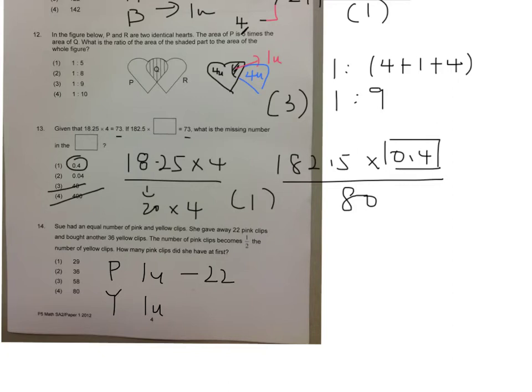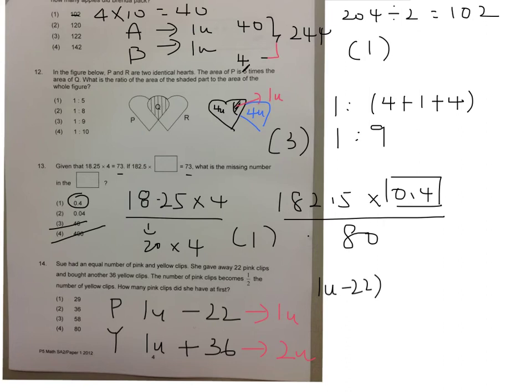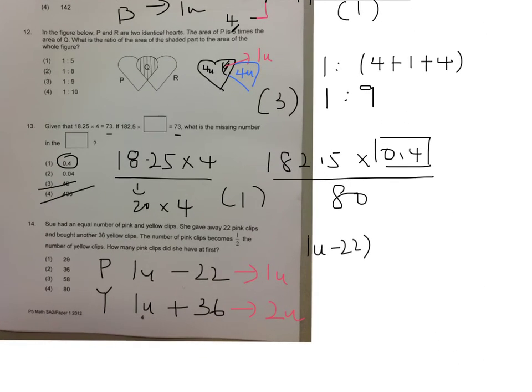I minus away 22 pink clips, whereas I bought another 36 yellow clips. The number of pink clips became half the number of yellow clips. So this is actually equals to my 1 unit, while this is actually my 2 units. So how many pink clips do I have at first? Okay, you have to equate them. Alright, so 1 unit minus 22. We have to times 2. That will give us 2 units minus 44.